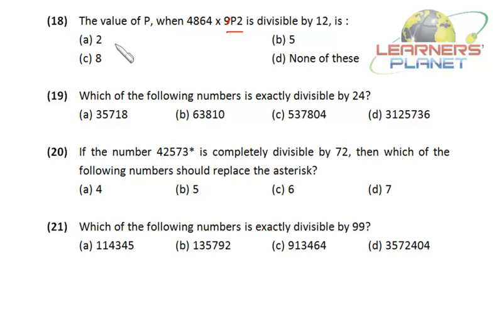Suppose I choose the value of p as 2, then 2 plus 2, that is 4, which is not divisible by 3. Similarly, suppose I choose 8, then 8 plus 2, 10, which is not divisible by 3. Then 5 plus 2, 7, which is also not divisible by 3. So p has to be 1. So which is none of these over here. Okay friends?